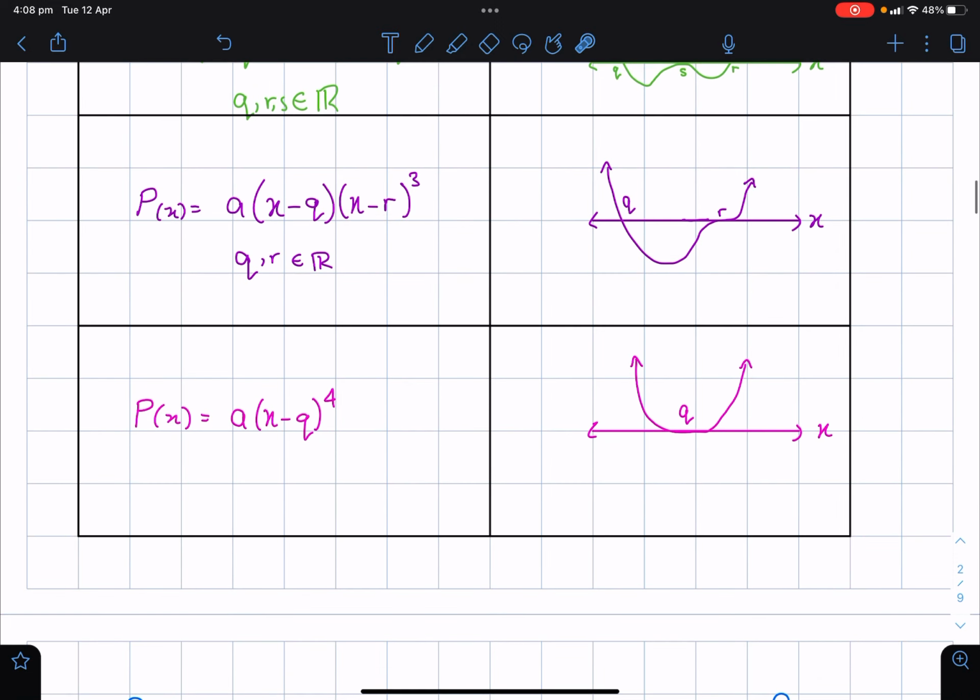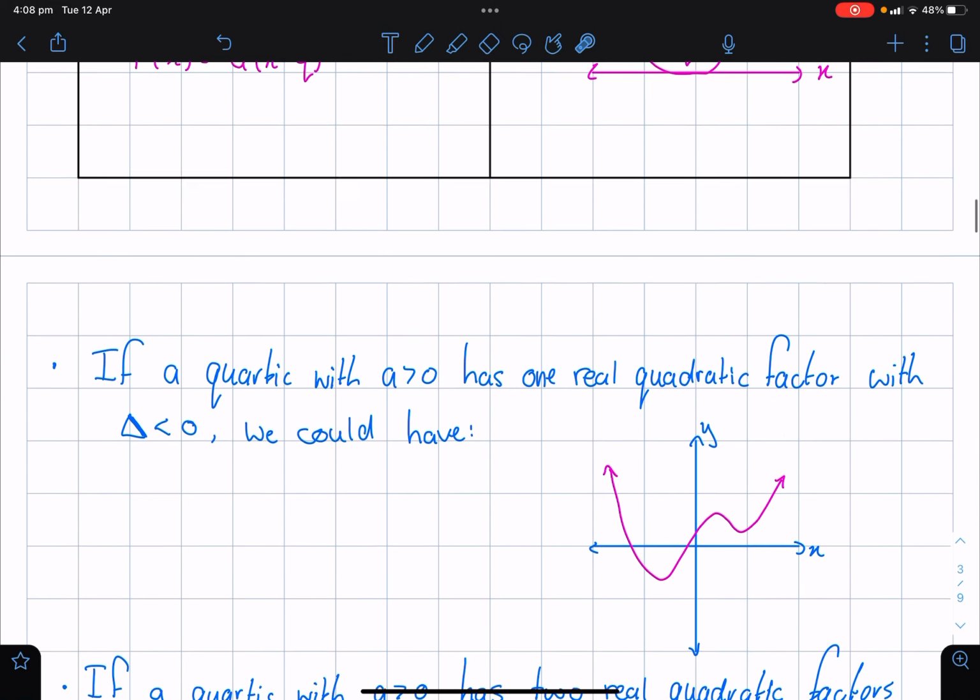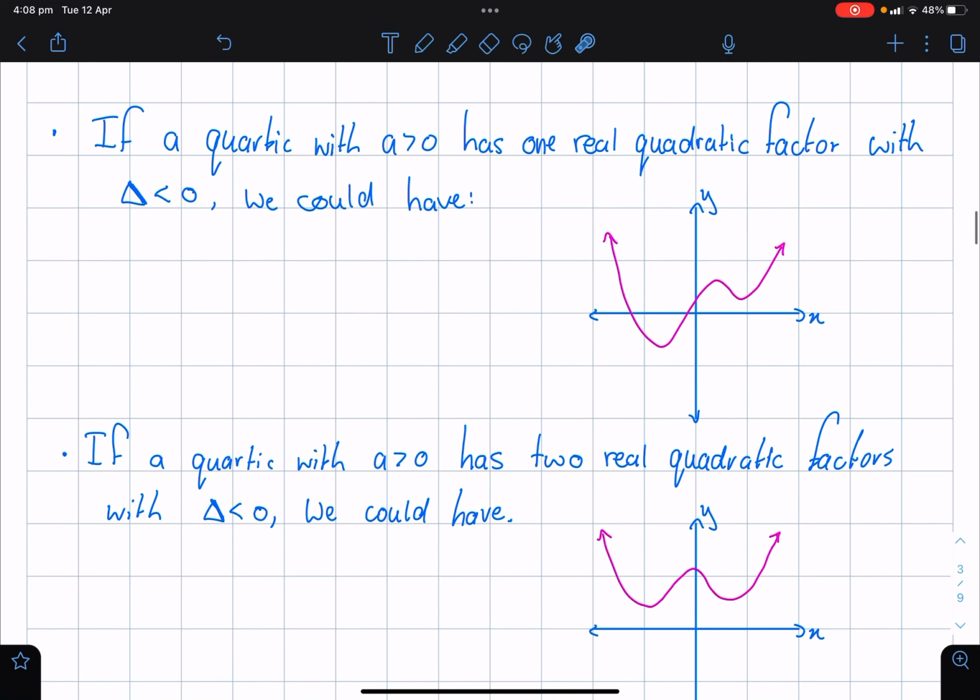So there are 4. The other 2 things you have to keep in mind, okay? So if a quartic with a greater than 0 has 1 real quadratic factor with its discriminant less than 0, we could have a graph that looks like this, okay? So we've got to look at it as something like this.